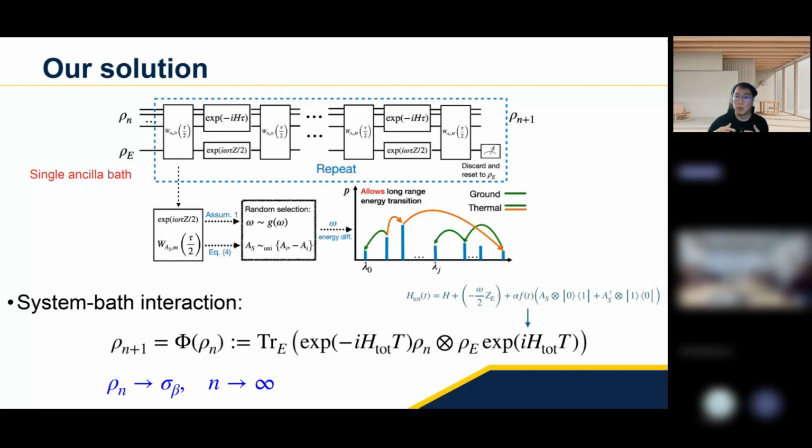So basically, in our work, after choosing this total Hamiltonian and rho e property, we can guarantee that rho n will converge to our target thermal state or ground state after we apply this quantum channel enough number of times. Basically, rho n will converge to sigma beta when I let n go to plus infinity. And for some physical Hamiltonians, we can also rigorously show the convergence rate. This is basically a sketch of our algorithms.